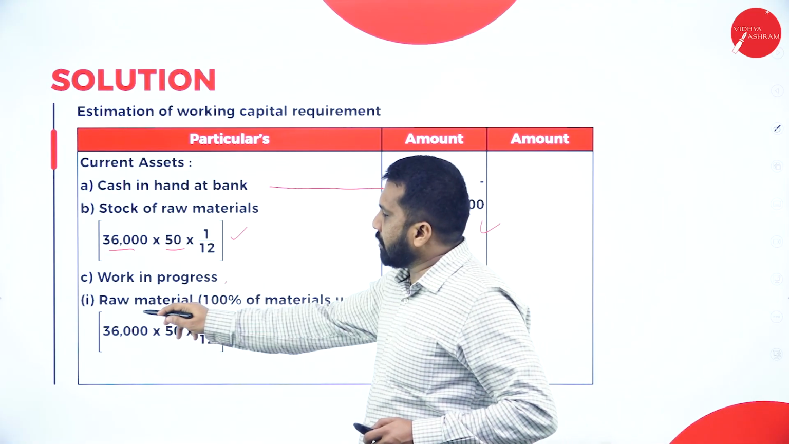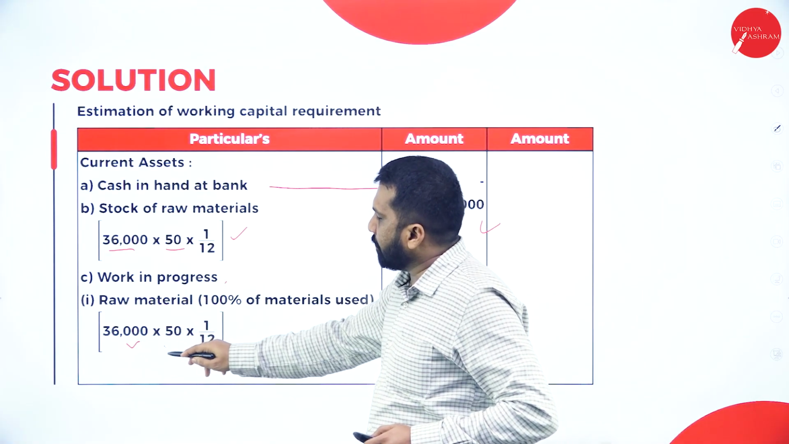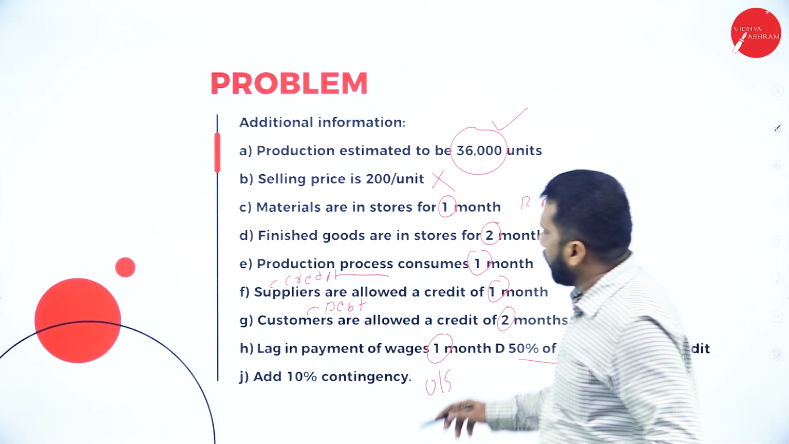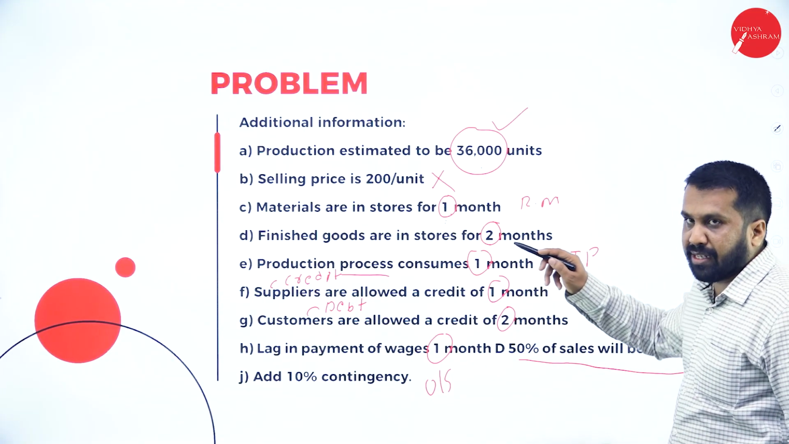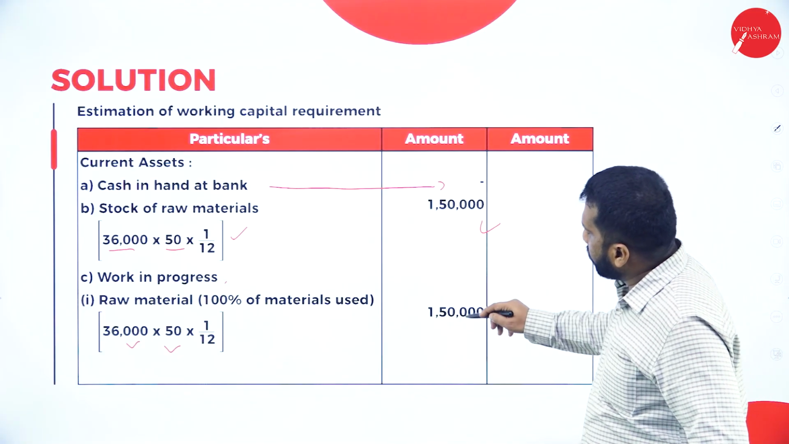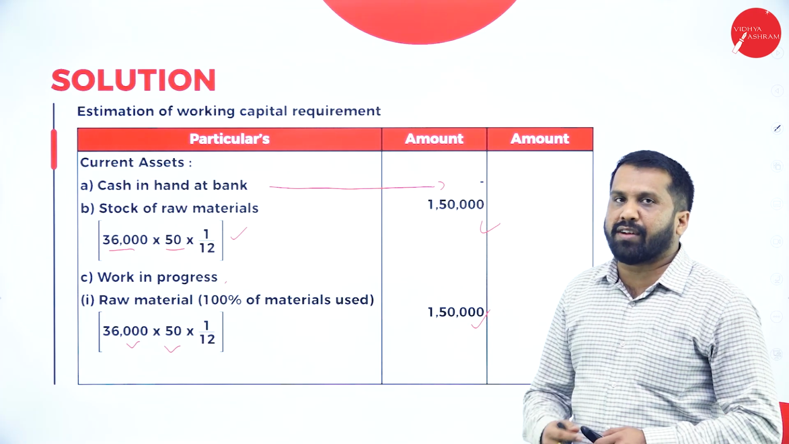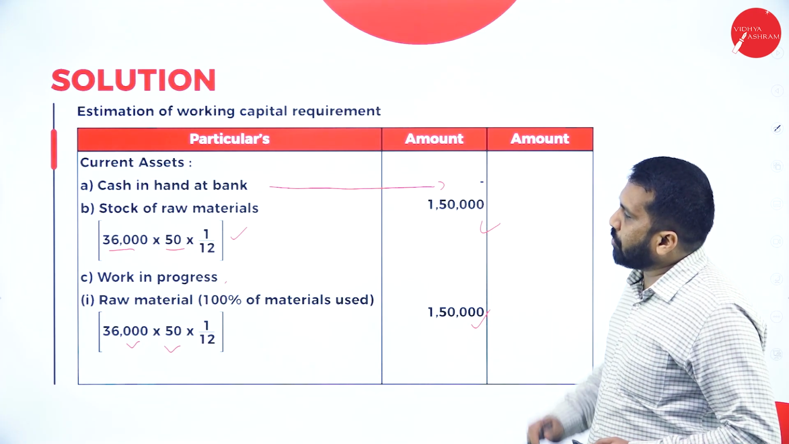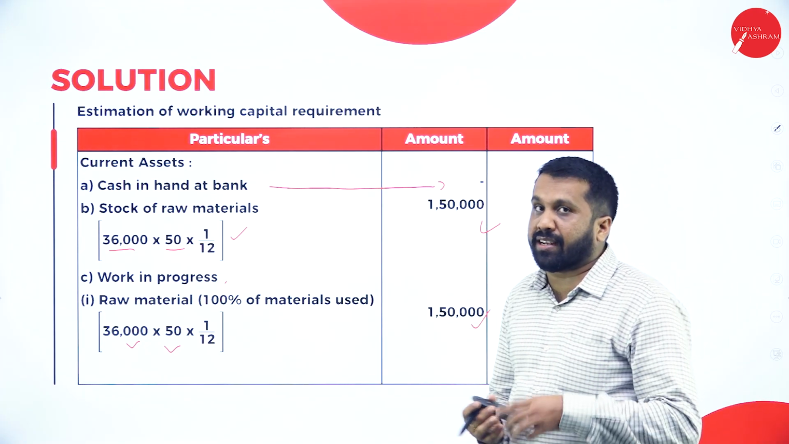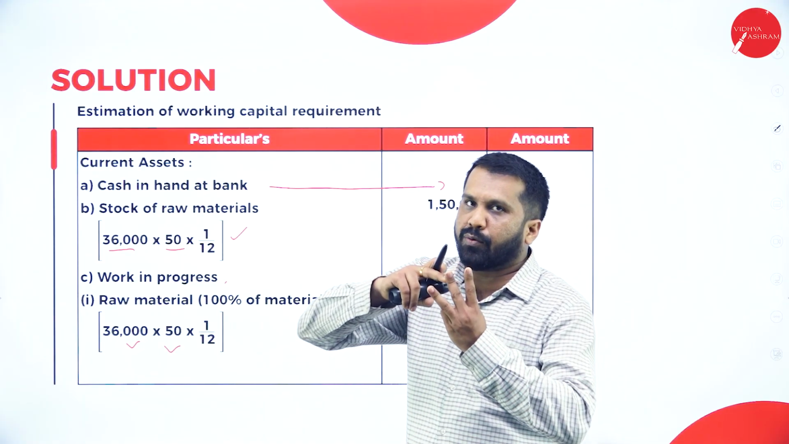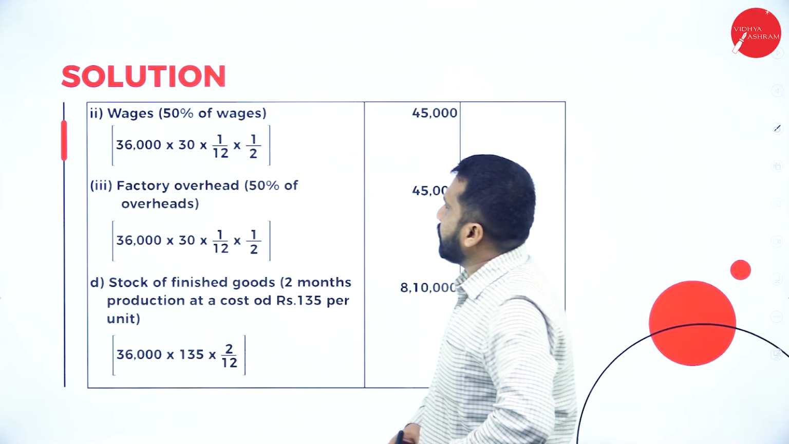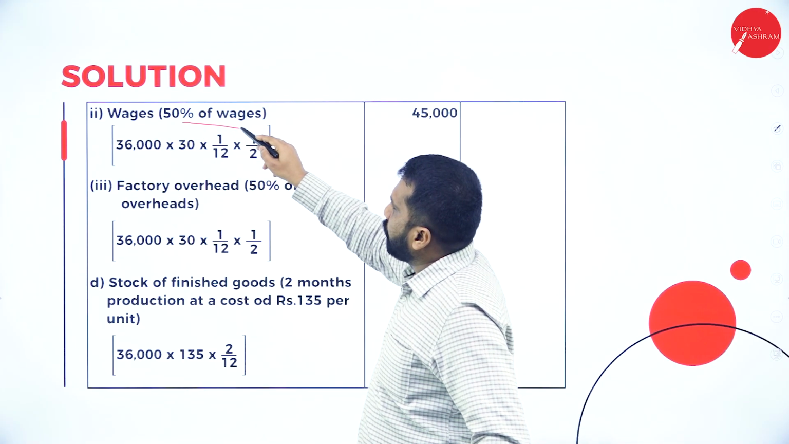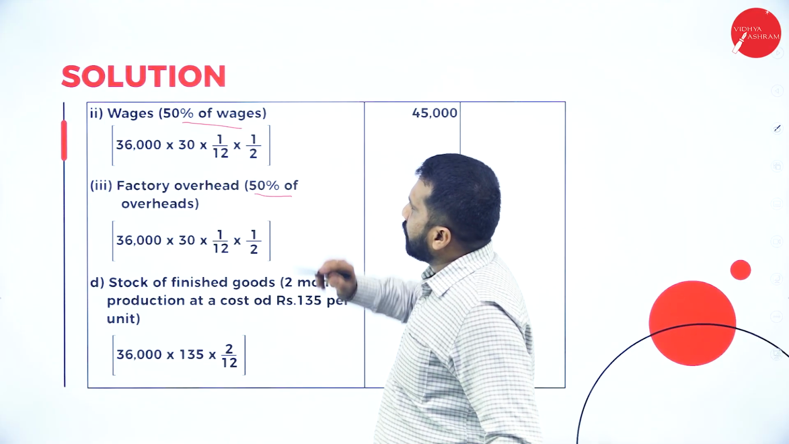Work in progress, raw material: 36,000 units, price 50. Again, work in progress is given for how much? 1 month, the same 1 month. So it will be 1,50,000. Once you are done with this, in work in progress we get 3 things: raw material, wages, overhead. Wages are 50% and overhead is 50%.